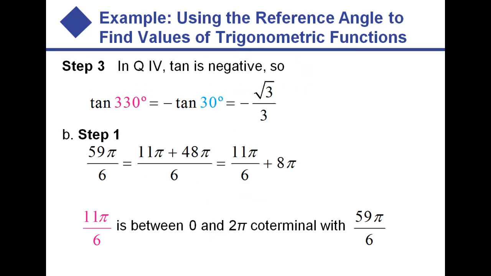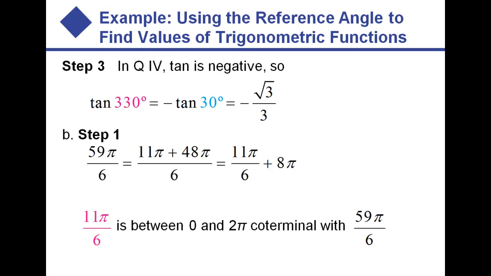For 59 pi over 6, we've got to take all the 2 pi's out, right? 59 divided by 6 is just a little bit less than 60 divided by 6, which is 10. So it's a little bit smaller than 10 pi. So take 8 pi away and then see what's left over. It ends up being 11 pi over 6. 11 pi over 6 is almost all the way around to 2 pi.